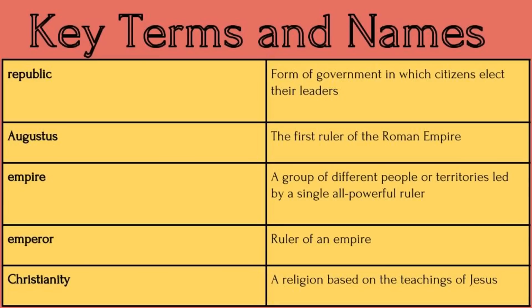As we're going through this, as we mentioned in class today, we are going to have a podcast vocabulary term quiz the next day. So the terms we want you guys to pay attention to are Republic, Augustus, Empire, Emperor, and Christianity. Every time we mention one of these words throughout the podcast, you're going to hear a sound. It sounds like this. So whenever you hear that sound, you know that an important vocabulary term has been said.